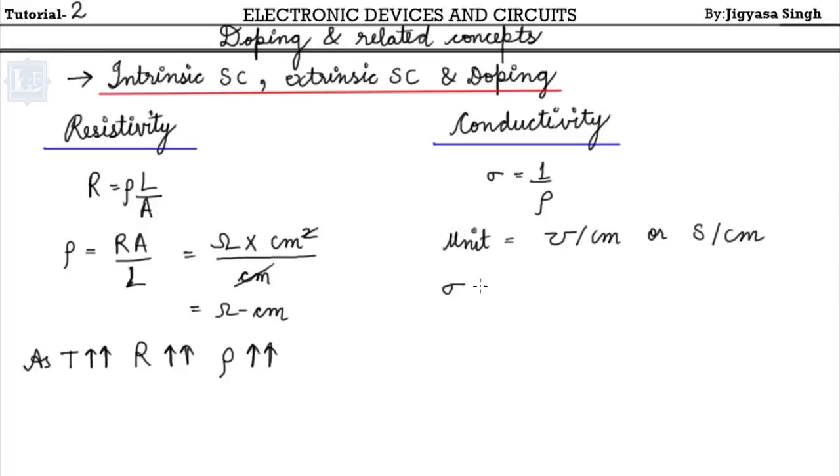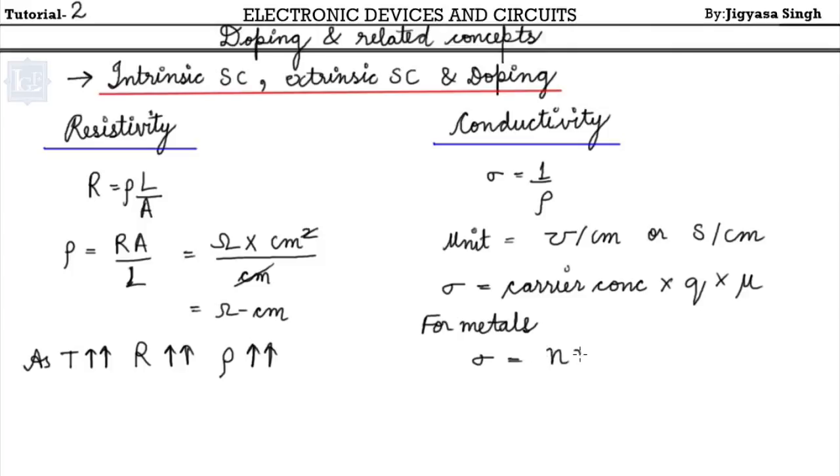Now the conductivity can be given as carrier concentration into the charge into the mobility. Since the charge is fixed, we can say that the conductivity depends on the carrier concentration and the mobility. So for the metals, since the carriers are mostly electrons, can I write it as N, and this is Q and this is my mu? Are we clear on this?